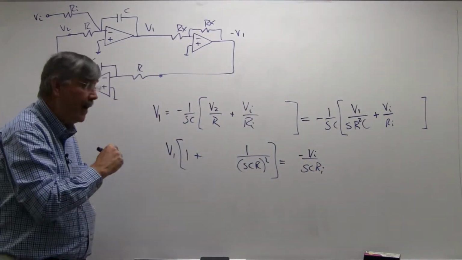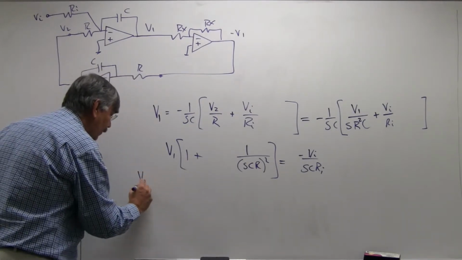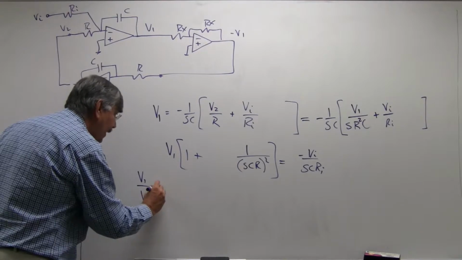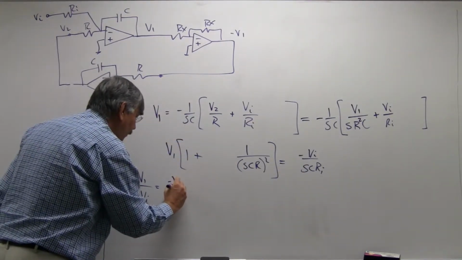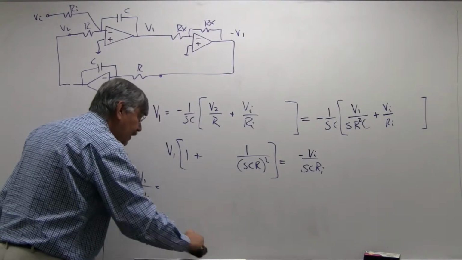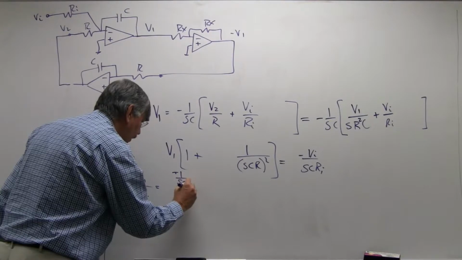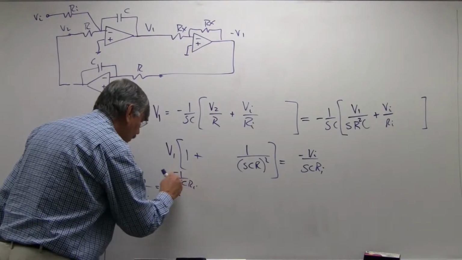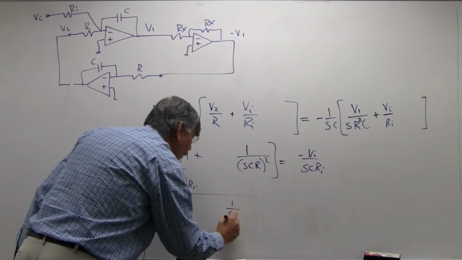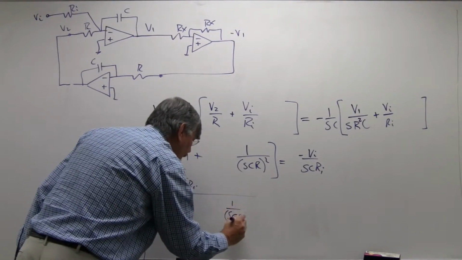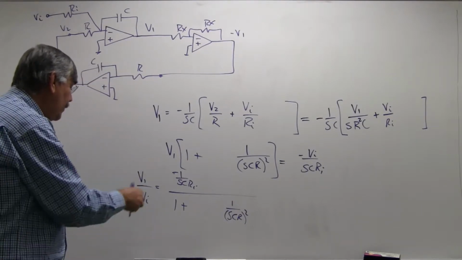And so what I want to find now is the transfer function. So what I get is that if V1 is the output and V sub I is the input, this thing goes down in the denominator. I get minus 1 over SCR sub I, divided by 1 plus 1 over SCR quantity squared. So that's my result. Now, I could manipulate this around.